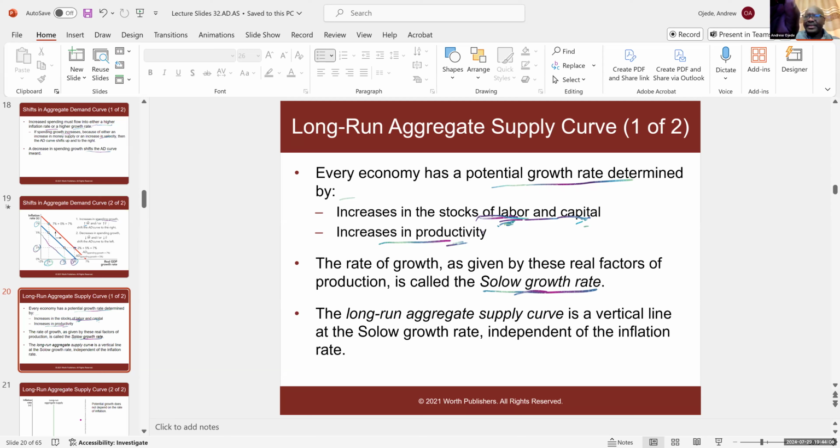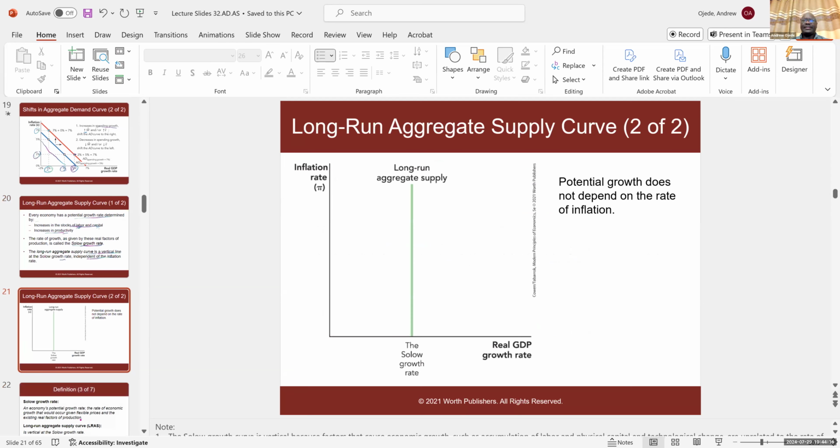So the long-run aggregate supply curve is a vertical line at the Solow growth rate, independent of inflation. This is how we're going to draw the line. This long-run aggregate supply curve is perfectly inelastic, it's vertical. Okay? So it's independent of inflation. Remember our notation for inflation is pi. Why do I say it's independent of inflation?